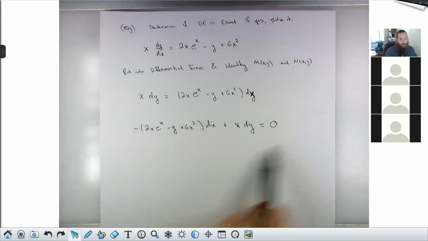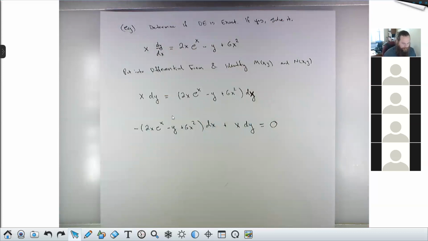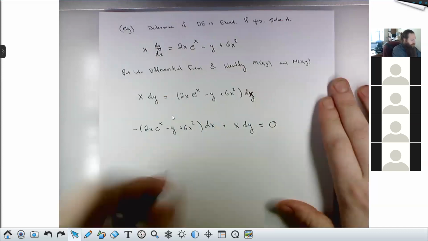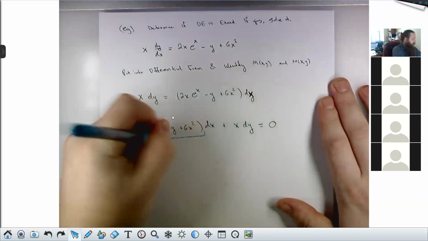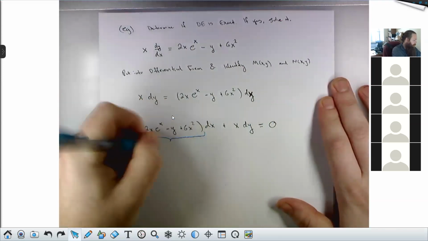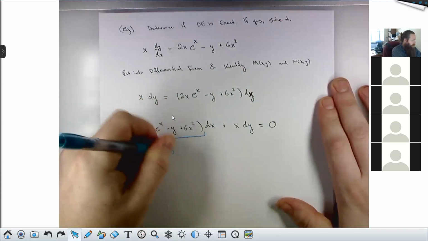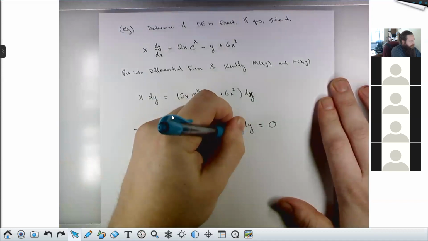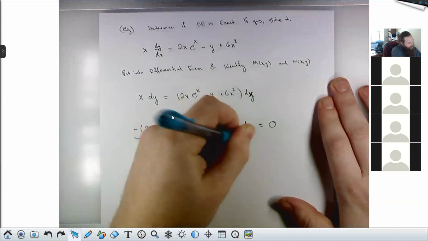And this is more the way we're used to seeing exact equations, right? Something times dx plus something else times dy equals 0. So what is m and what is n? M is negative 2x e to the x minus y plus 6x squared. Good. This is our m of xy. And that means this has to be n of xy.